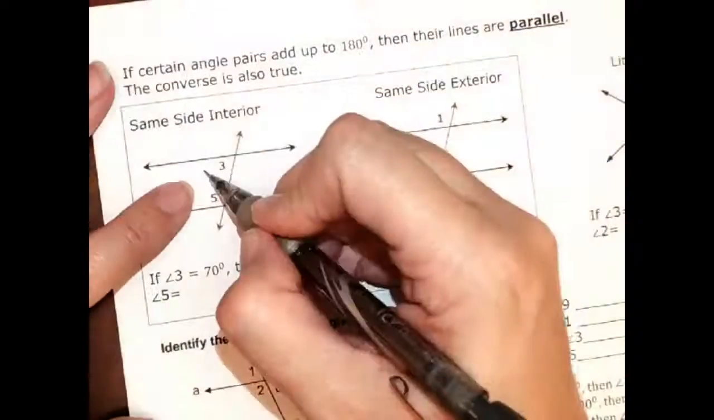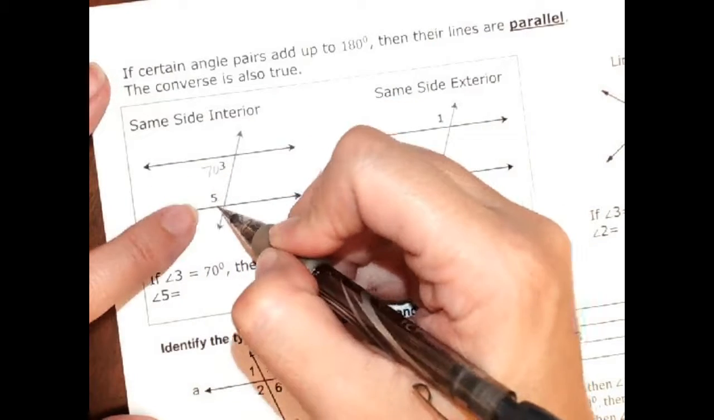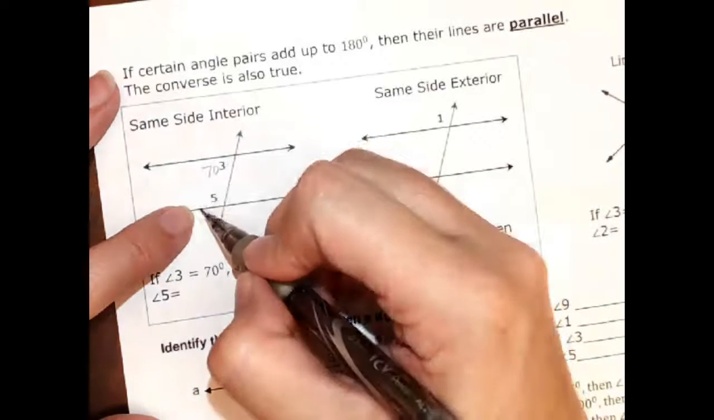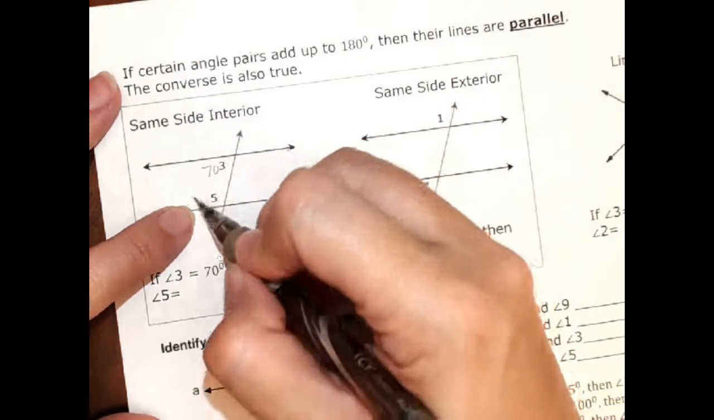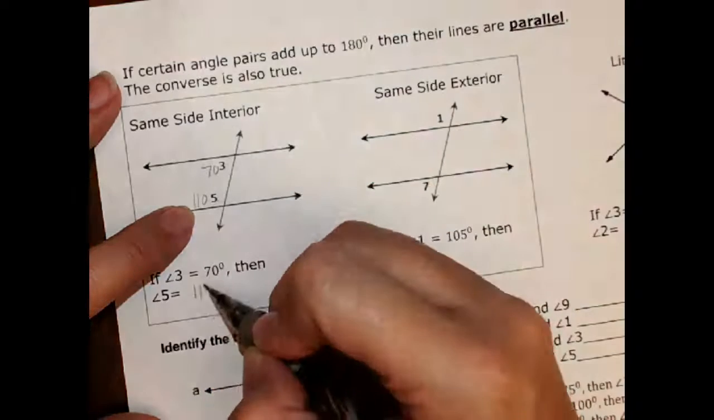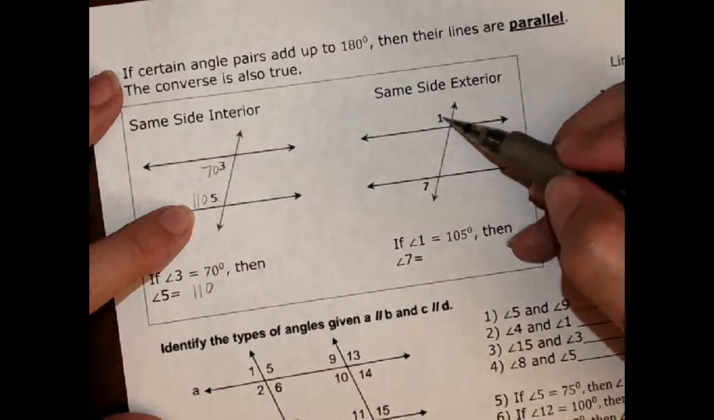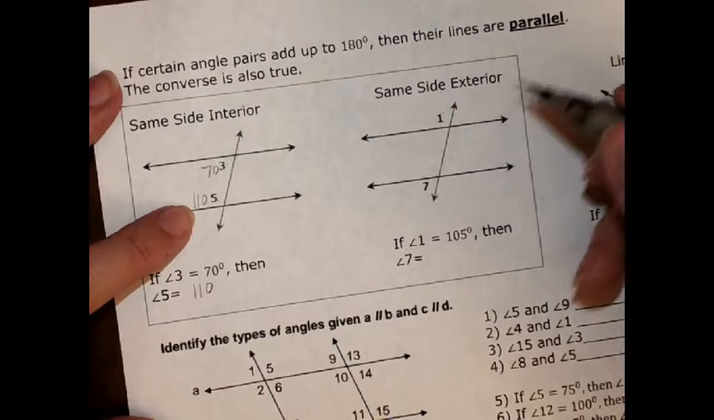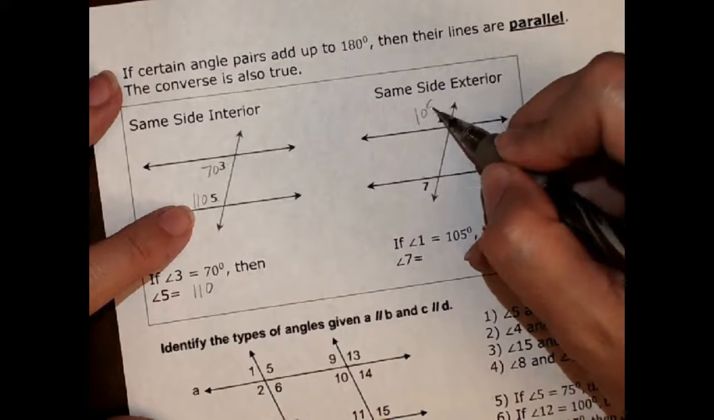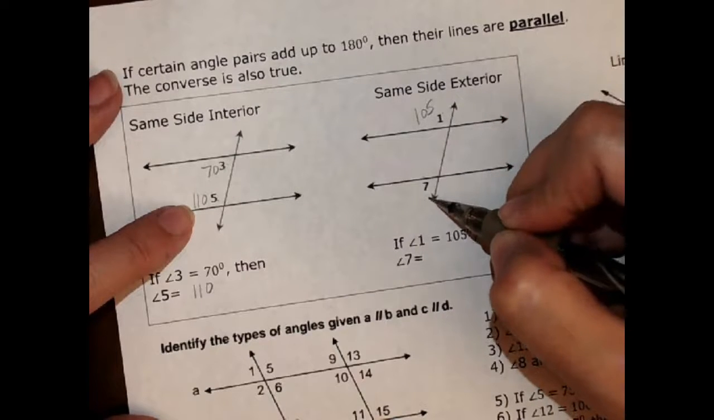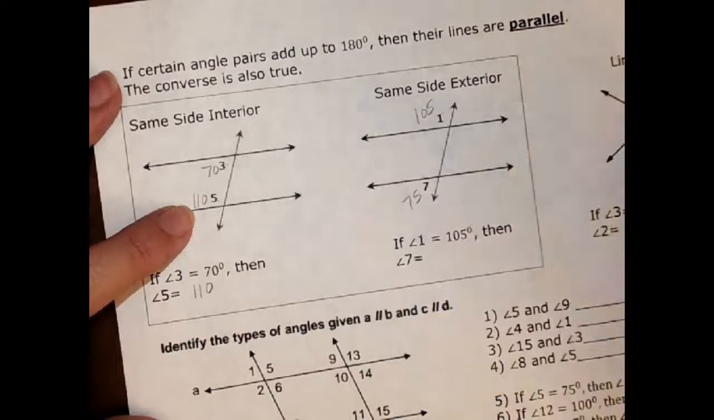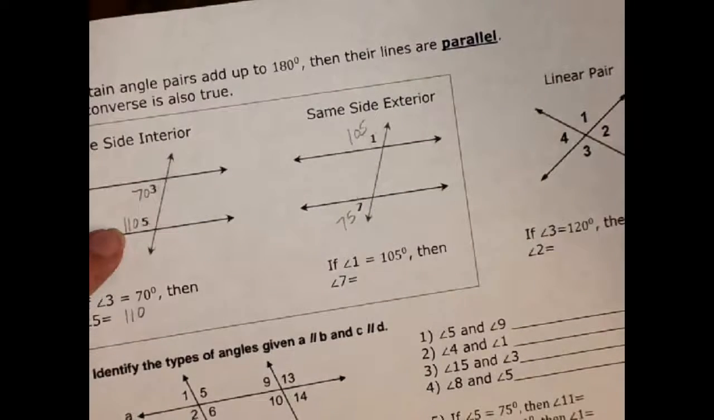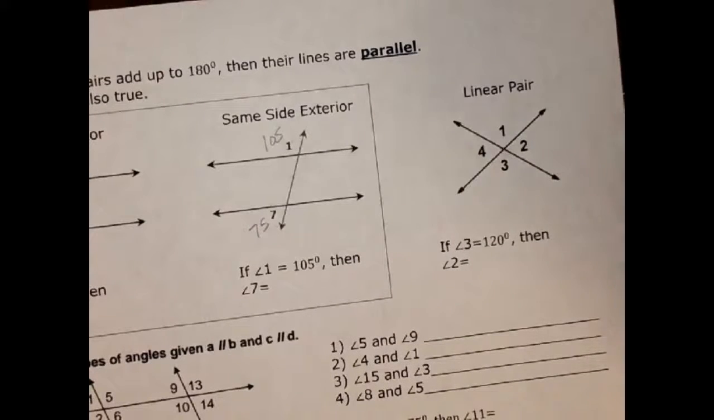If this one is 70, this one here, they need to add up to 180, so this has to be 110. On this one, they're on the same side of the line on the exterior, and they have to add up to 180, so if one is 105, this one has to be 75.